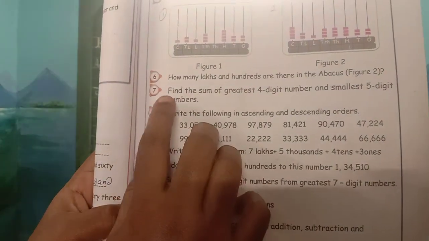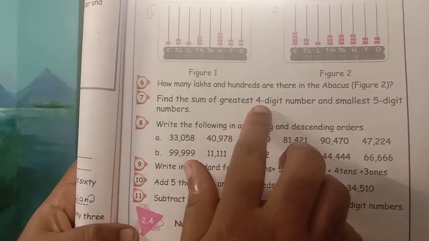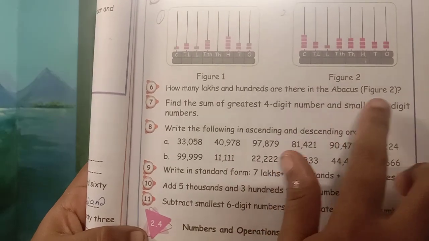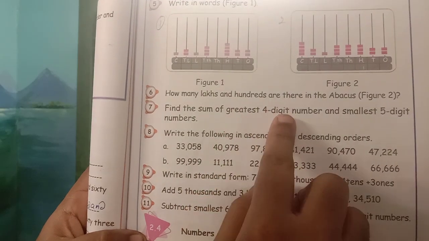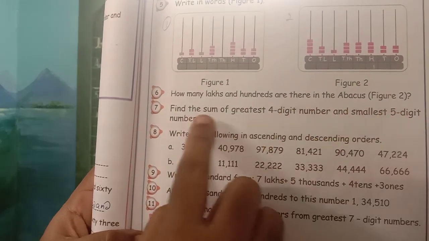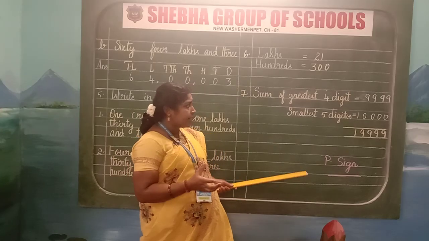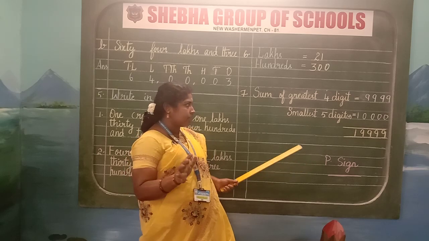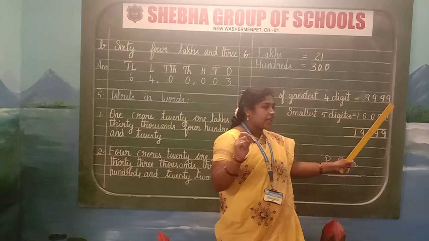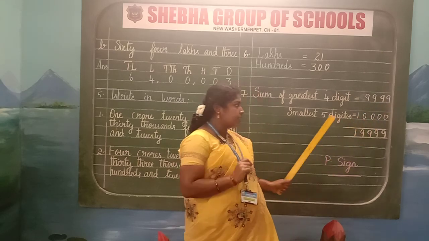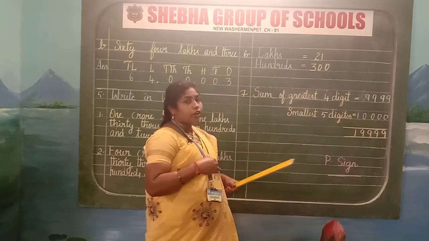Now children, we are going to do the 7th sum. Find the sum of greatest 4-digit number and smallest 5-digit number. We are going to do the addition of the greatest 4-digit number and the smallest 5-digit number. Come on, let us see. Children, first assume what is the greatest 4-digit number and smallest 5-digit number. Greatest 4-digit number is 9,999. In your early classes you have learned this. And smallest 5-digit number is 10,000. So we are going to do that.